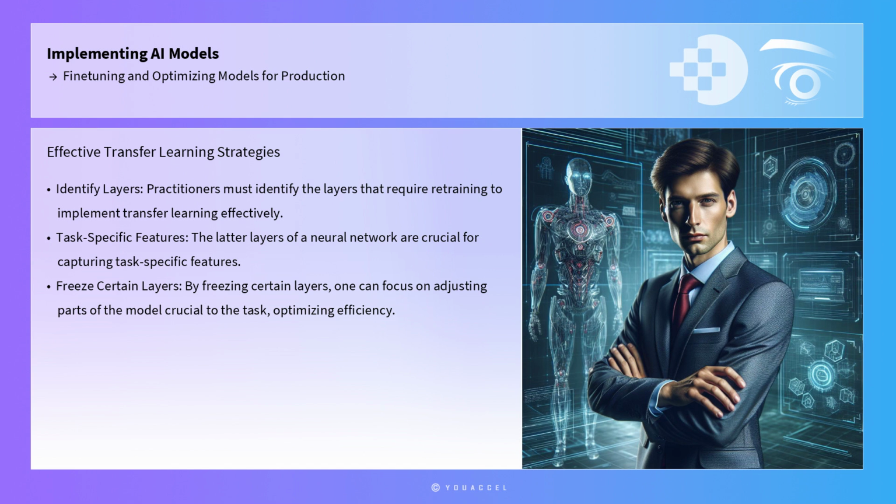To implement transfer learning effectively, practitioners must identify the layers that require retraining. Often, the latter layers of a neural network are crucial for task-specific features, while the initial layers capture more generic features. By freezing certain layers during the training process, one can focus on adjusting only those parts of the model that contribute directly to the task at hand, thus optimizing computational efficiency and reducing overfitting risks.